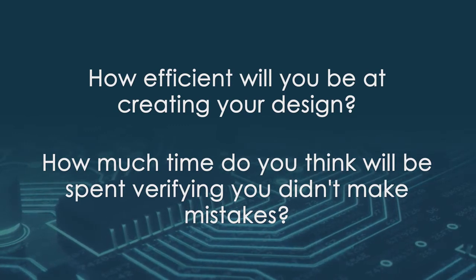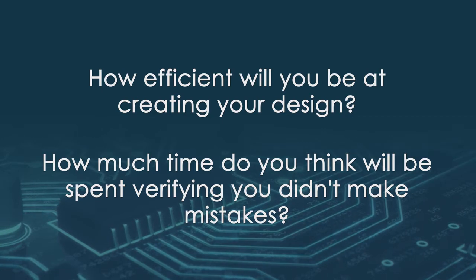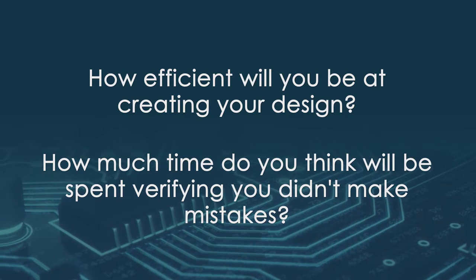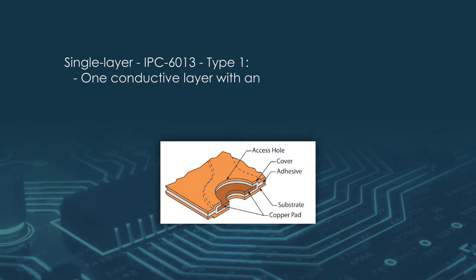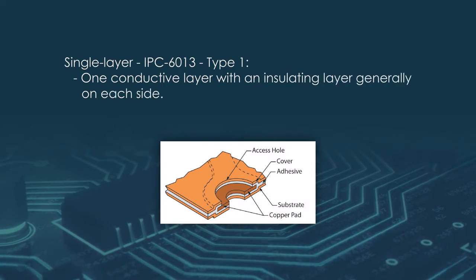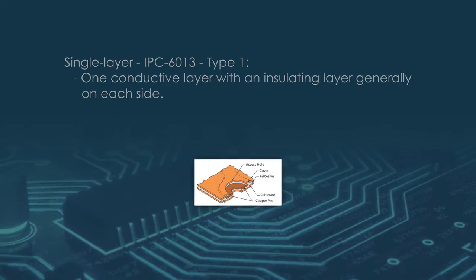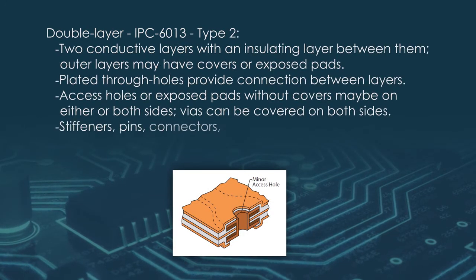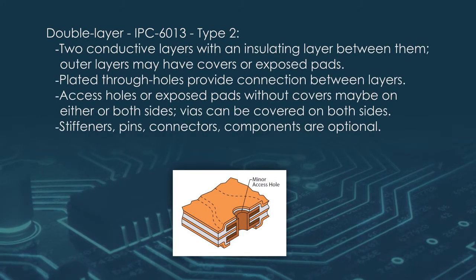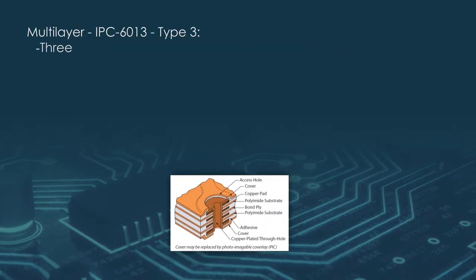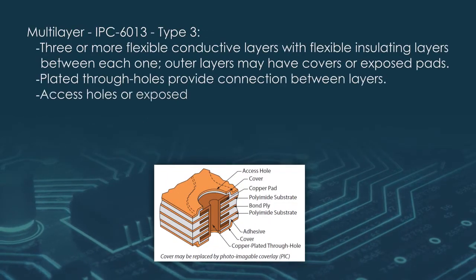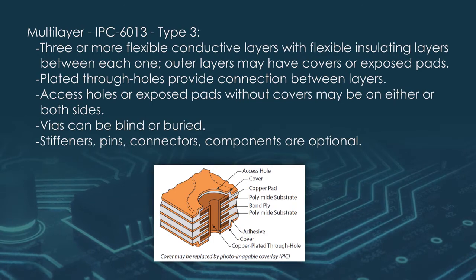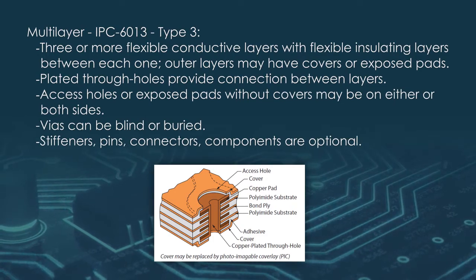Before we move into a design, let's cover what the different types of flex and rigid flex designs common today are. Type 1 is the simplest structure containing only one conductive layer with a cover layer on top and bottom. Type 2 has two conductive layers, insulated on top and bottom, can include vias, and through-hole and SMD components. Type 3 is three or more conductive layers, through and blind and buried vias, and through-hole and SMD components.